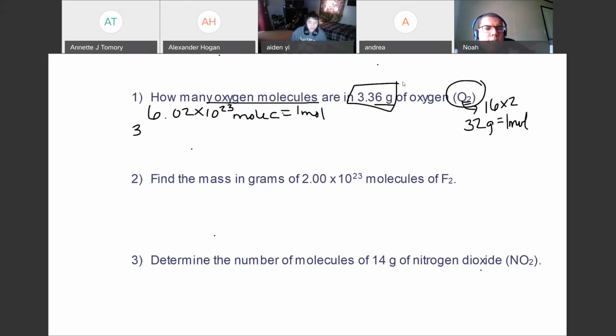So 3.36 grams of O2 over 1. I have grams of O2 on the top. What am I going to put on the bottom of the next one? Grams of O2. Grams of O2. Now that you have that, we need to go to our conversion factor. So what number goes with grams?